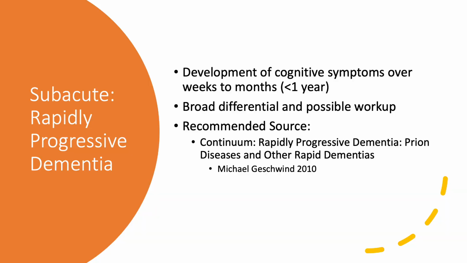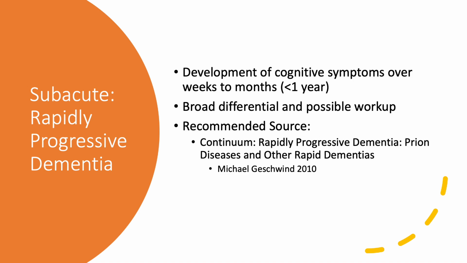The next category would be your subacute cognitive impairment, and here we're talking about the rapidly progressive dementias. Remember, we said that this is something where the symptoms have manifested in a period of a year or less, right? And the differential here is quite broad. When you think about the classic rapidly progressive dementias, we think about things like the prion diseases, Creutzfeldt-Jakob disease.